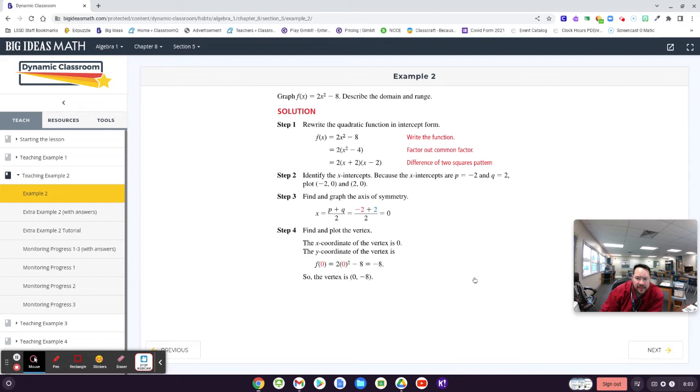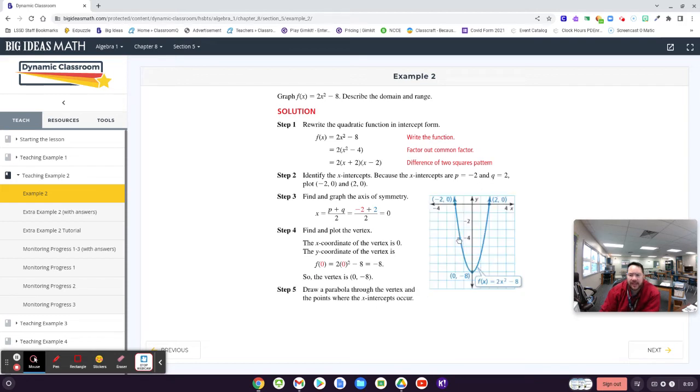And then you can graph it. You know the two x-intercepts, you know the vertex. There you go, that's what it looks like. Okay, again, this is a good example to add to your notes. Make sure you understand all this. We're going to jump to a much more complicated example now.